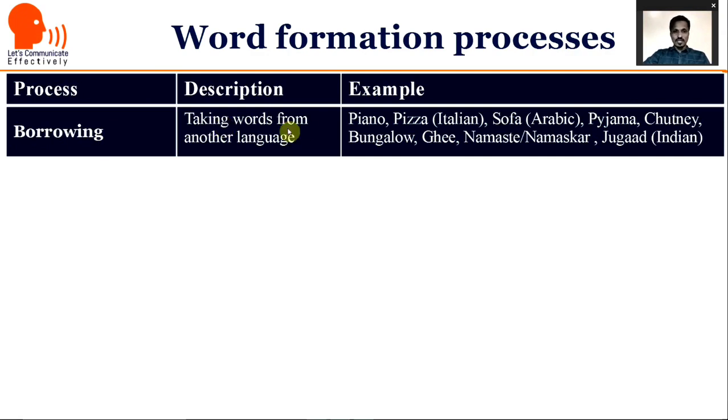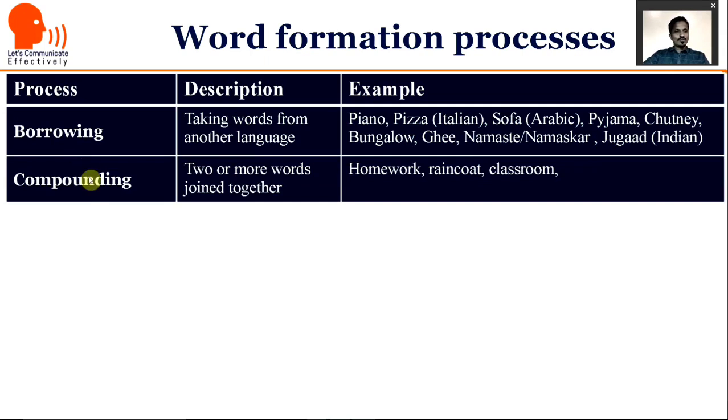other languages. For example, piano and pizza are words derived from the Italian language. Sofa is an Arabic word. Paisama, chutney, bungalow, ghee, namaste, namaskar, jugaad, all those are Indian words, or let us say words derived from Indian languages into English. That is known as borrowing.